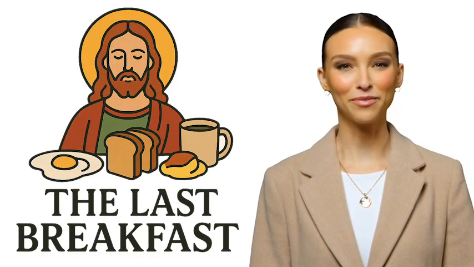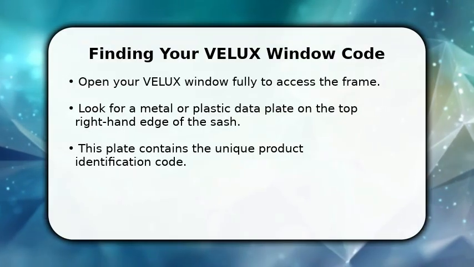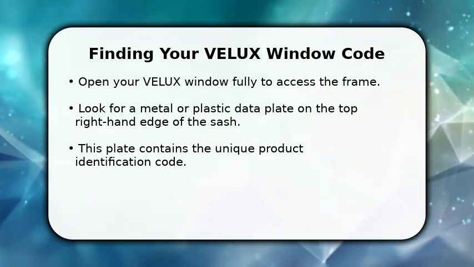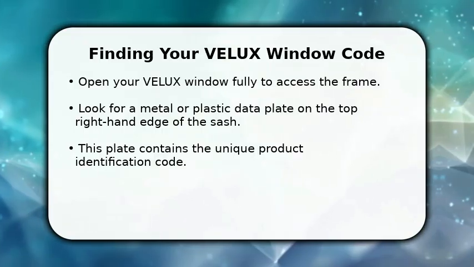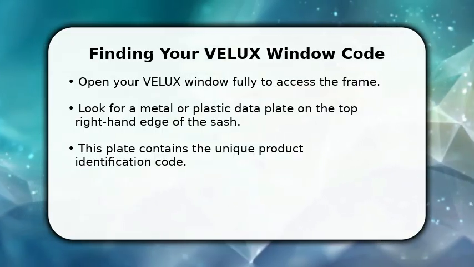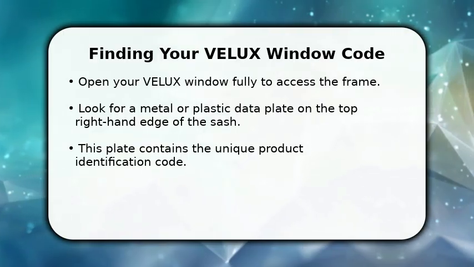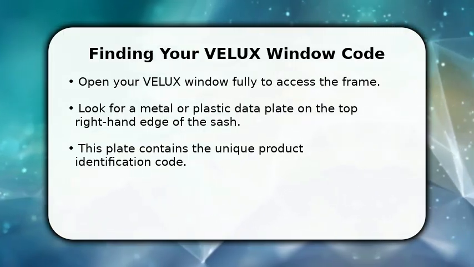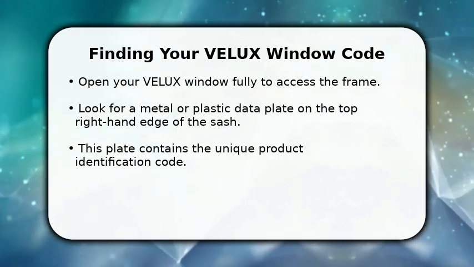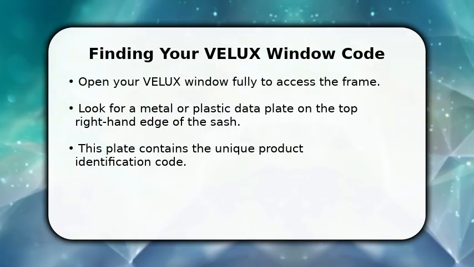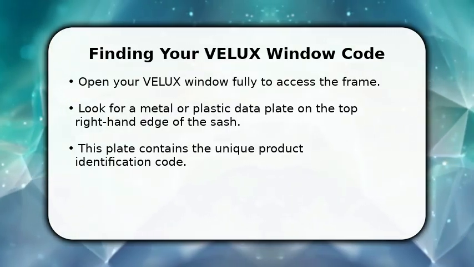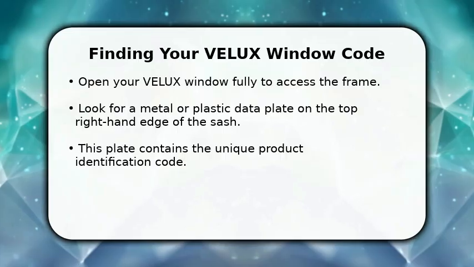Please enjoy the video. In this video, I will explain how to find your Velux window code. To begin, simply open your Velux roof window completely. You'll then need to locate a small metal or plastic data plate, typically found on the top right-hand edge of the window sash. This plate holds the essential product identification code, which is crucial for various purposes. It's usually quite visible once the window is fully open.